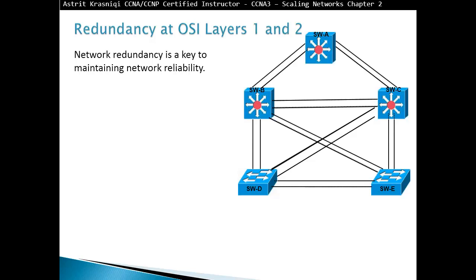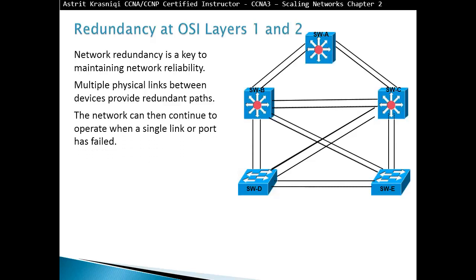Redundancy at layer 1 and layer 2 is key to maintaining network reliability, because if one of the cables fails, we always have an alternate path. Multiple physical links between devices provide redundancy. The network can continue to operate if a single link or port has failed. So if one of them fails, the other one will take over. There's a nice redundancy, okay? So if we send a frame this way and this link fails, we can go this way. If both links fail, we can go this way, and so on. We can just use a different redundant path.